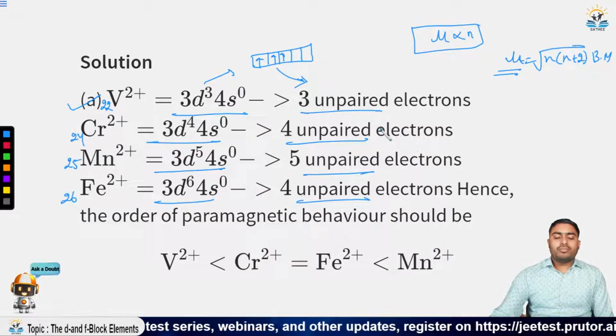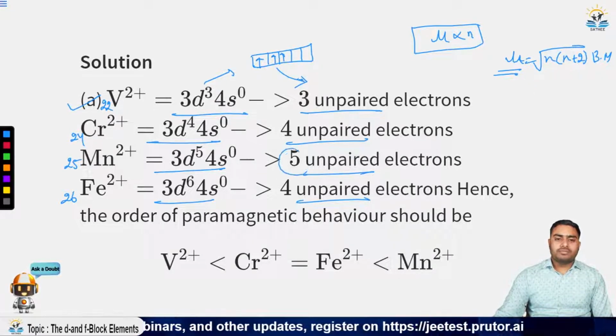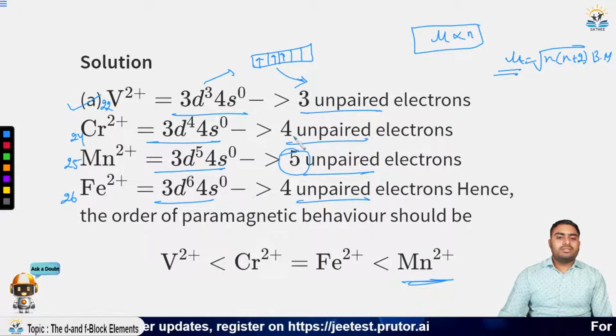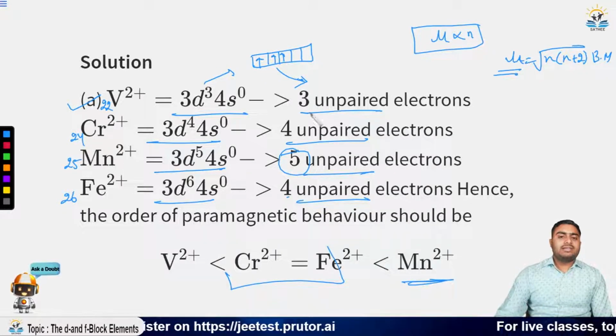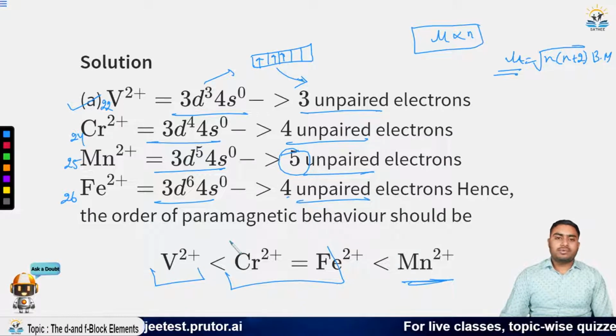So you can see the number of unpaired electrons is highest, 5, in the case of manganese, then 4 and 4, that means chromium and iron, then 3, which is V2+. So this will be the order.